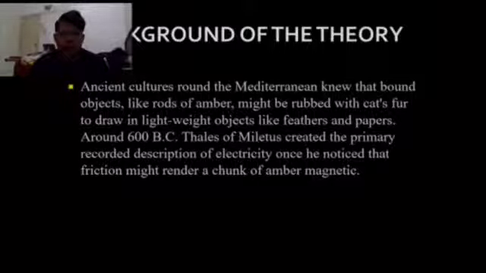Background of the theory. Ancient cultures around the Mediterranean knew that certain objects like rods of amber might be rubbed with cat's fur to draw in lightweight objects like feathers and papers. Around 600 BC, Thales of Miletus created the first recorded description of electricity once he noticed that friction might render a piece of amber magnetic.